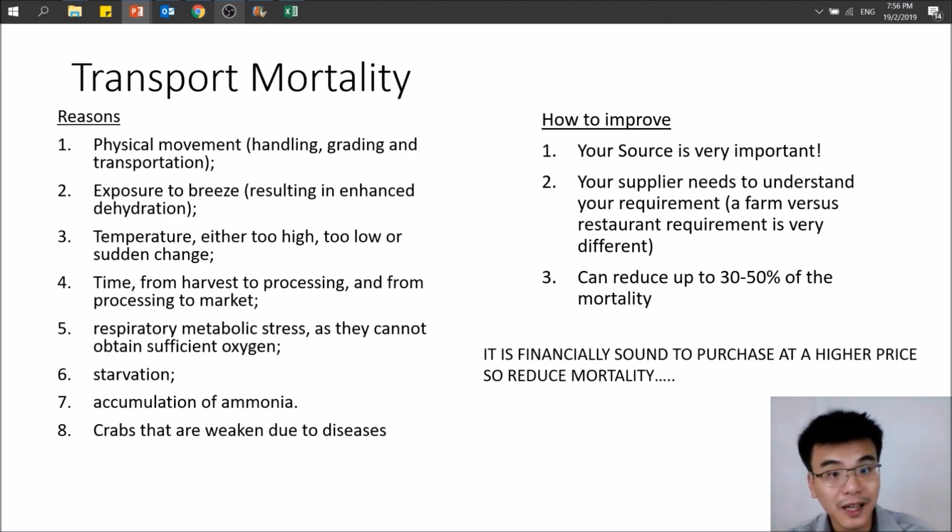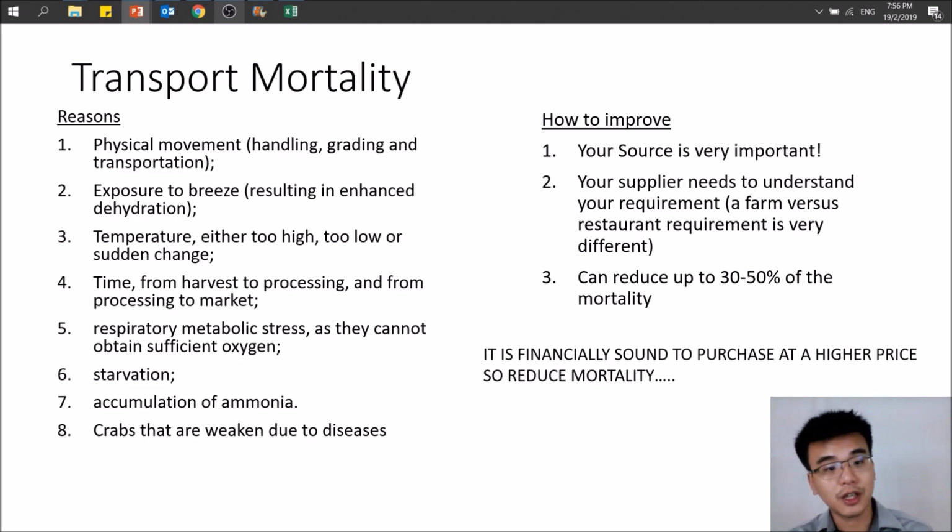From harvest all the way to the market, it can sometimes take about 3 to 4 days, which is really stressful to the crabs. And when they are being transported, usually they lose some of their weight due to starvation. And crabs in general will accumulate ammonia in their body, and they will need what we call water to purge out that ammonia that is accumulated in their bloodstream.